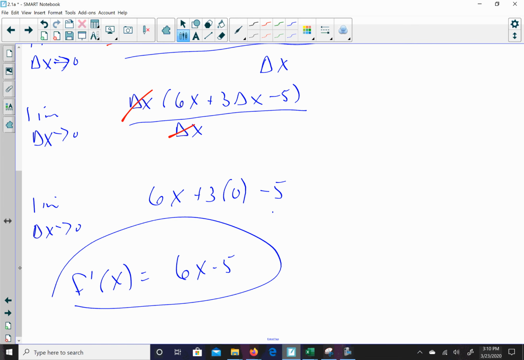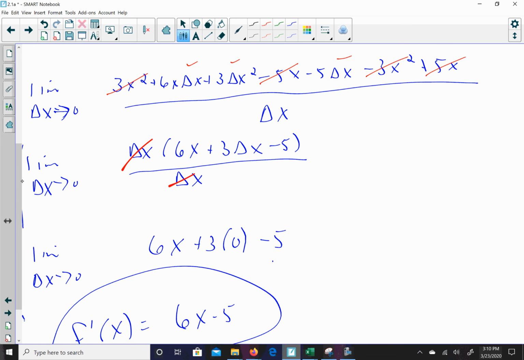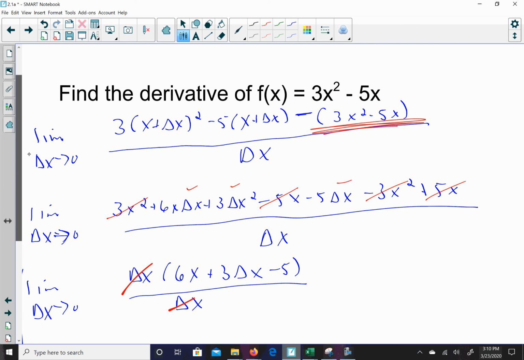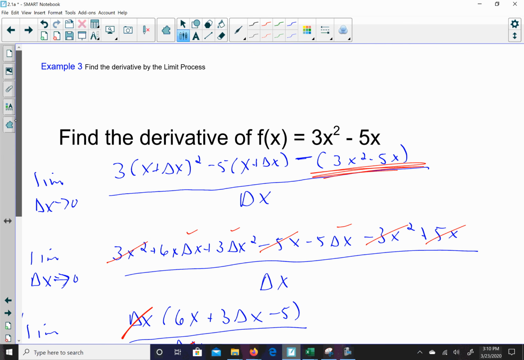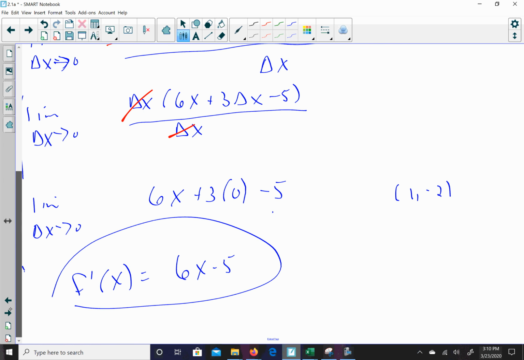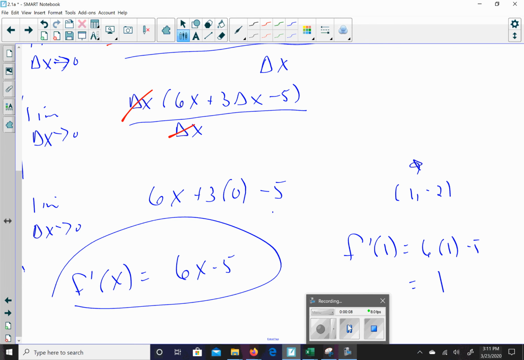So if I wanted to find the derivative at a point, let's say I had a point on this graph of 1, negative 2 would be the point, right? That would be 3 minus 5, yeah. So if I wanted to find the slope at 1, I would just say the slope at 1 is equal to 6 times 1 minus 5. So the slope would be 1. Again, I just made that up on the fly. That's not on your note sheet. I just made it up, just to show you how we were going to do that.